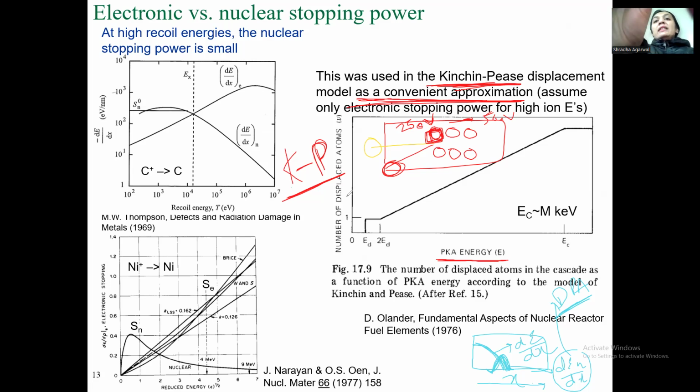Make sense? So he says from ED to 2ED, there would only be one displacement. Because in the beginning, 2ED would mean, so what I'm trying to say here is, I'm just trying to give you a very convenient pen and paper model of how much energy you need to displace an atom from the main solid, right?